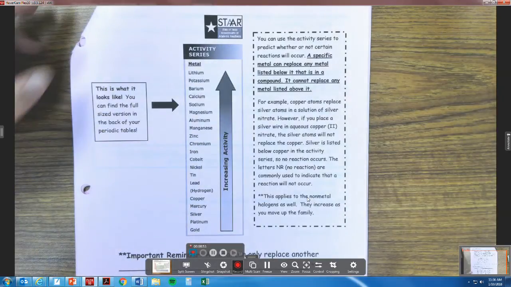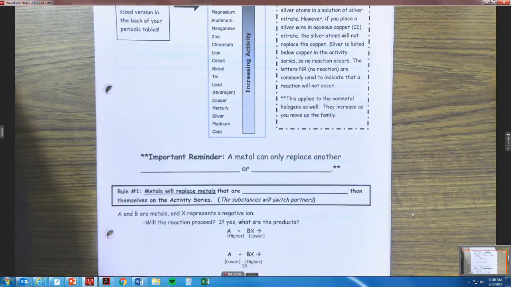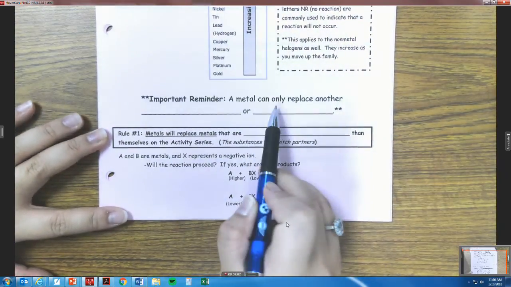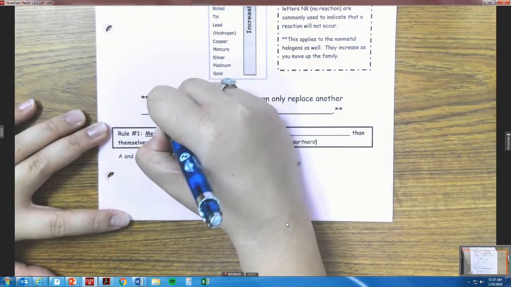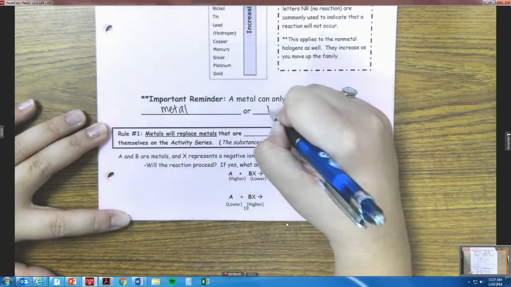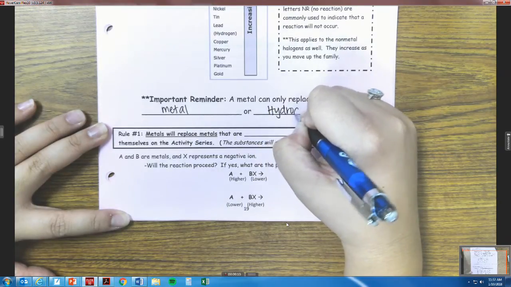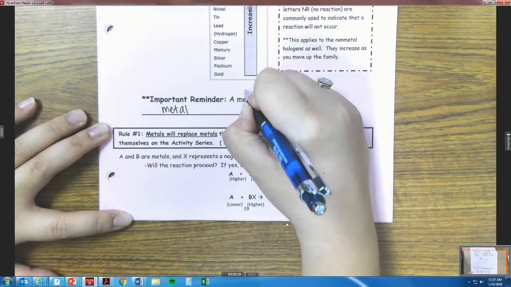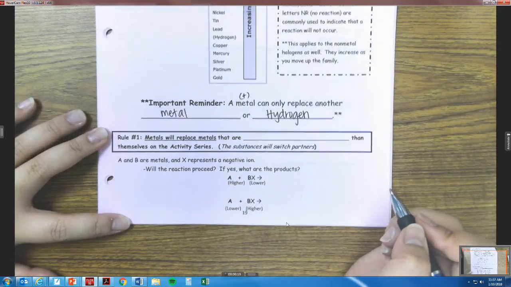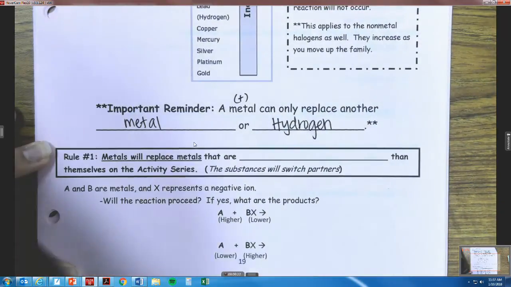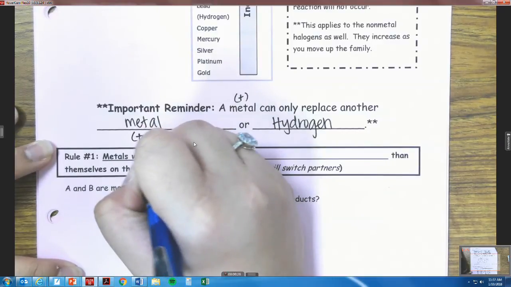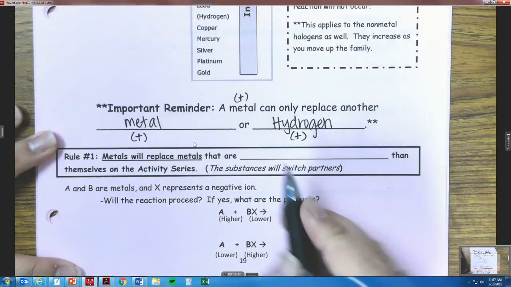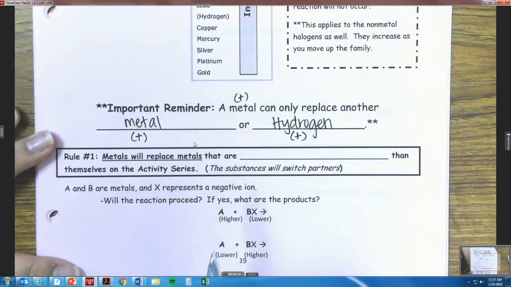Okay, so let me put this down too. An important reminder, this is very important. A metal can only replace another metal or hydrogen. Remember, because like replaces like. So remember that your metals are always the positive element. If metal is positive, it can replace another metal. And then hydrogen is also positive, and that's the reason why metals can replace hydrogen as well.